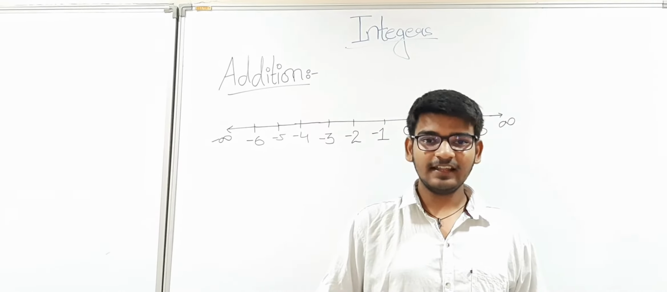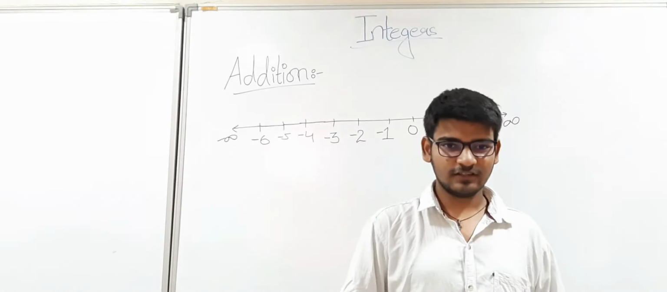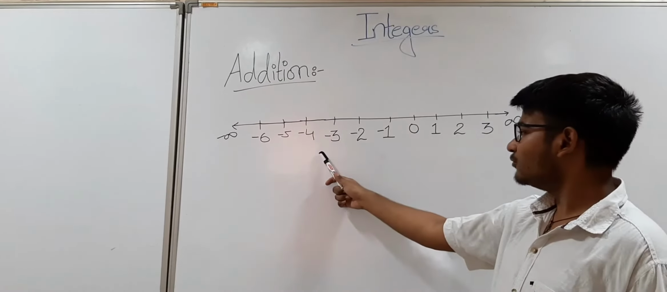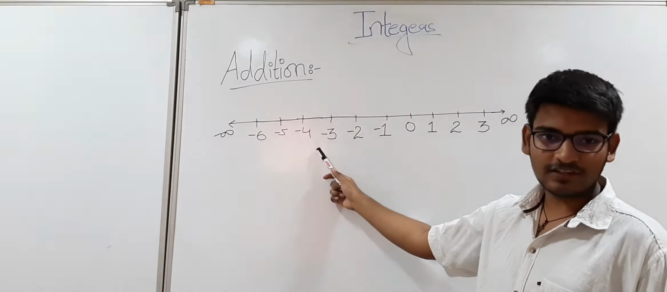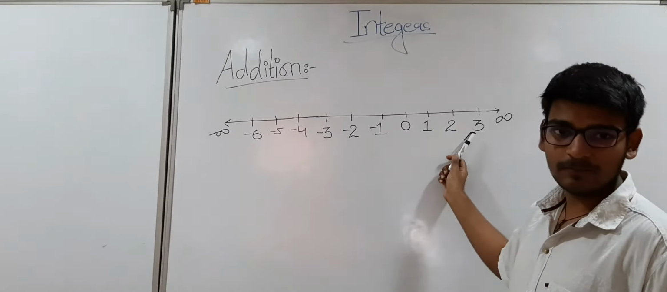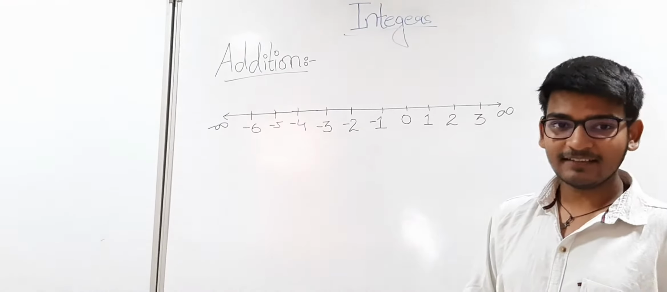Today, let's start our next topic, that is addition of integers. As you can see, I have drawn a number line. The left hand portion of the number line, on the left of zero, is of negative integers, and on the right hand side of zero is positive integers. Let us take the example.